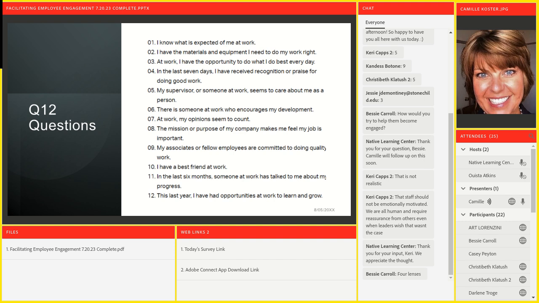Ensuring that they do have someone at work that cares for them. And then number 6, there's someone at work who encourages my development. So about a year ago, I worked with a local university that was having turnover in the 60% area.